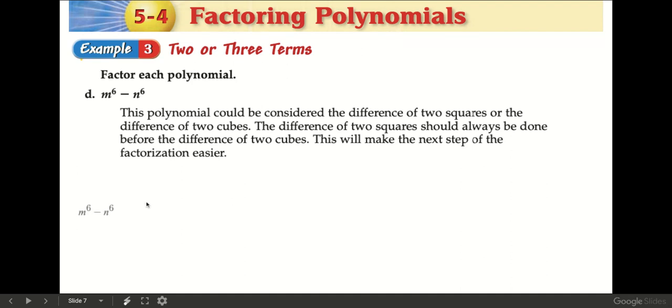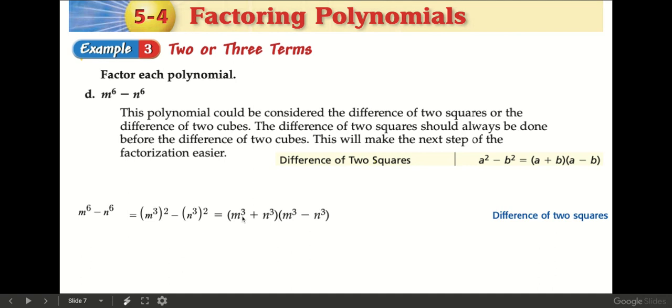So again, if I think about this, m to the 6 minus n to the 6, these are actually perfect squares. This is actually m to the 3rd squared, right? Because that's going to give me m to the 6 minus n to the 3rd squared. So if I think about this, this is just this perfect square minus this perfect square. So that means I can use, again, the difference of two squares. So if I factor this as a difference of two squares, that would give me m to the 3rd plus n to the 3rd times m to the 3rd minus n to the 3rd, right? Just plugging in that a and b, which happens to be m to the 3rd and n to the 3rd.